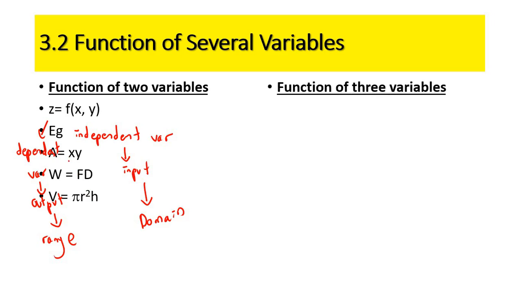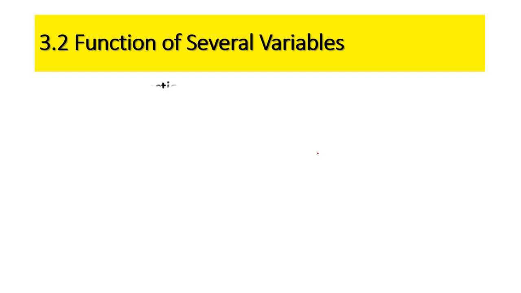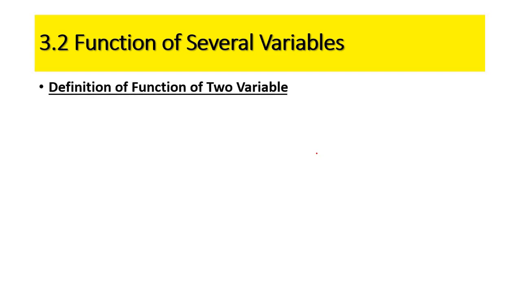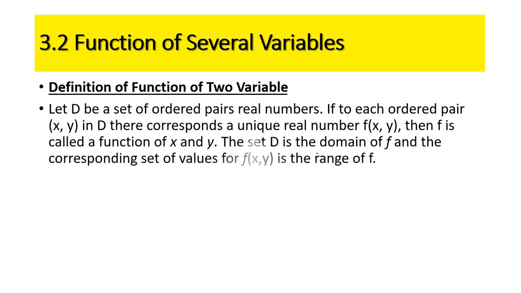Now we have functions of three variables. Here x, y, z are the input, or independent variables, or domain. w is the range, or the output, or the image. For example, the volume of a cuboid is the length times the width times the height. Skip this one.